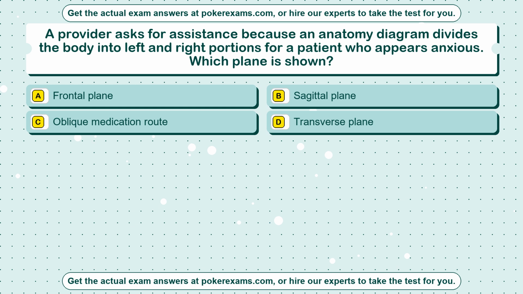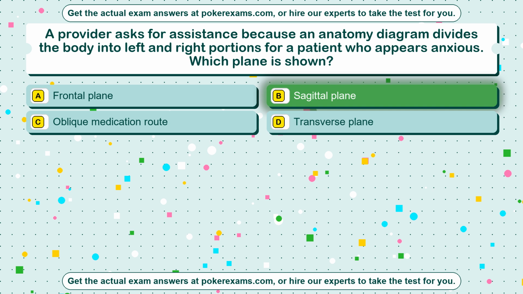Question 15. A provider asks for assistance because an anatomy diagram divides the body into left and right portions for a patient who appears anxious. Which plane is shown? Option A, frontal plane. Option B, sagittal plane. Option C, oblique medication route. Option D, transverse plane. The correct answer is option B, sagittal plane.